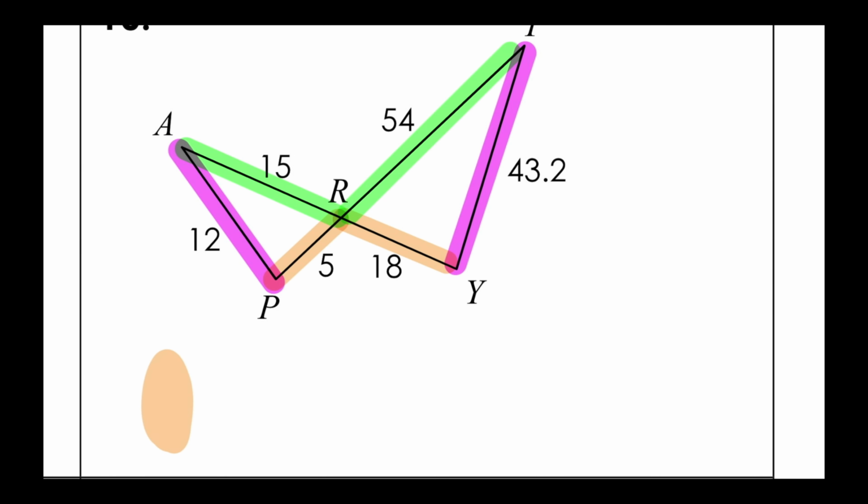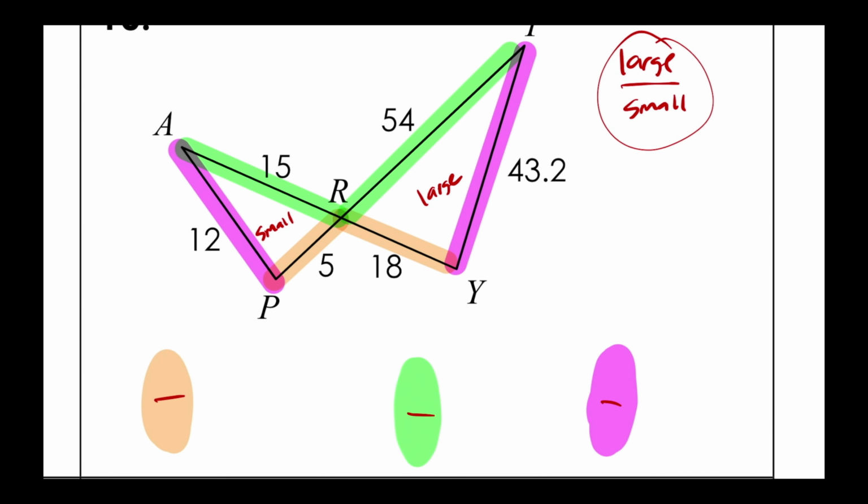Make my orange ratio, make my green ratio, make my pink ratio. Super easy. So ratio just means I'm comparing. So you have to decide, do you want small over large? Remember, this is the small one. This is the large one. Do you want small over large, large over small? Let's do large over small. Doesn't matter which way you do it. It's just a choice you have to make.